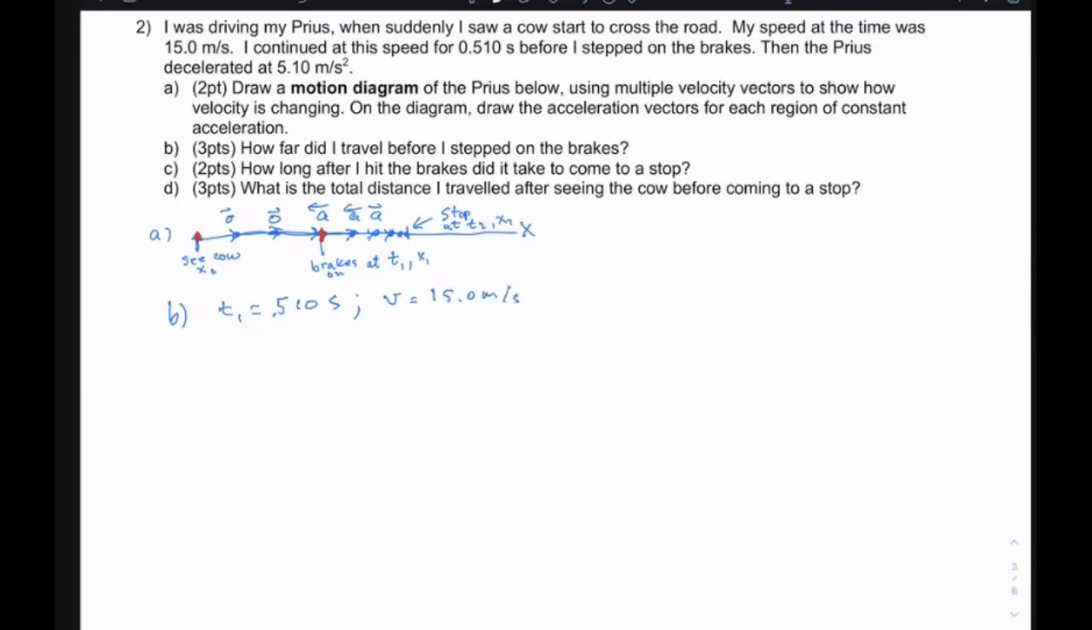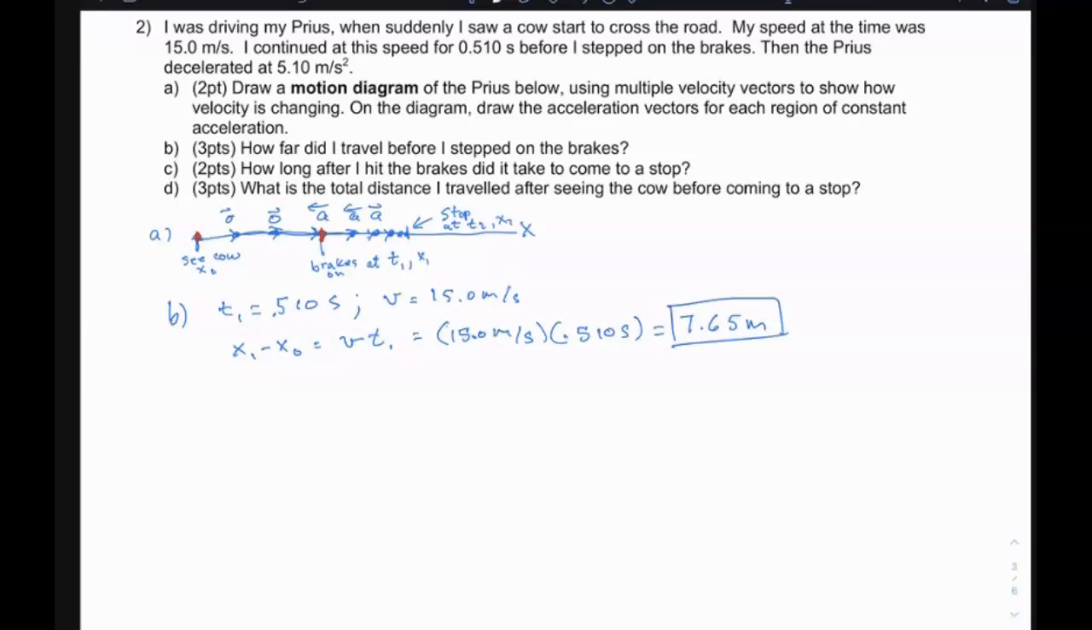So to define the displacement, x1 minus x0, that's simply equal to the velocity times the time t1. So this is the product of 15.0 meters per second times 0.510 seconds. And then I put that in the calculator and I get 7.65 meters.